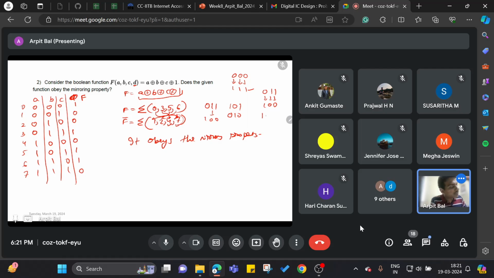Similarly, if you take 5, which is 1, 0, 1, the complement is 0, 1, 0, so 2 is present in f bar. Similarly, 6 is 1, 1, 0, and the complement is 0, 0, 1. Because all these terms are already present in f bar, the mirroring property criterion is satisfied, so we can design a circuit which is a mirror of either the pull down network or the pull up network based on convenience. Is there any other question?